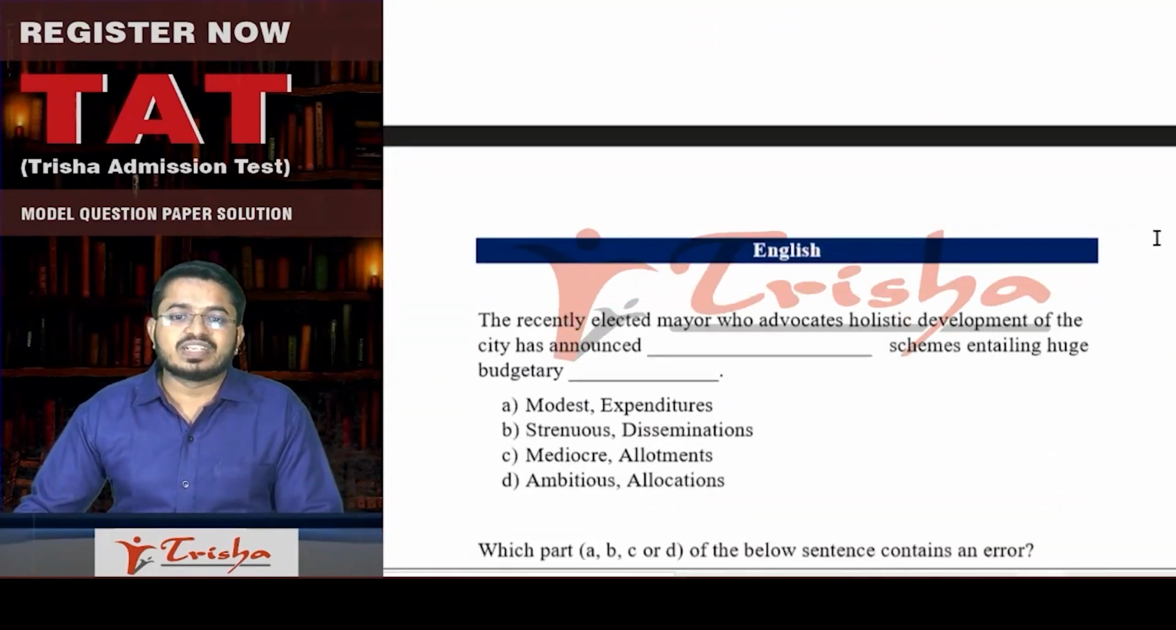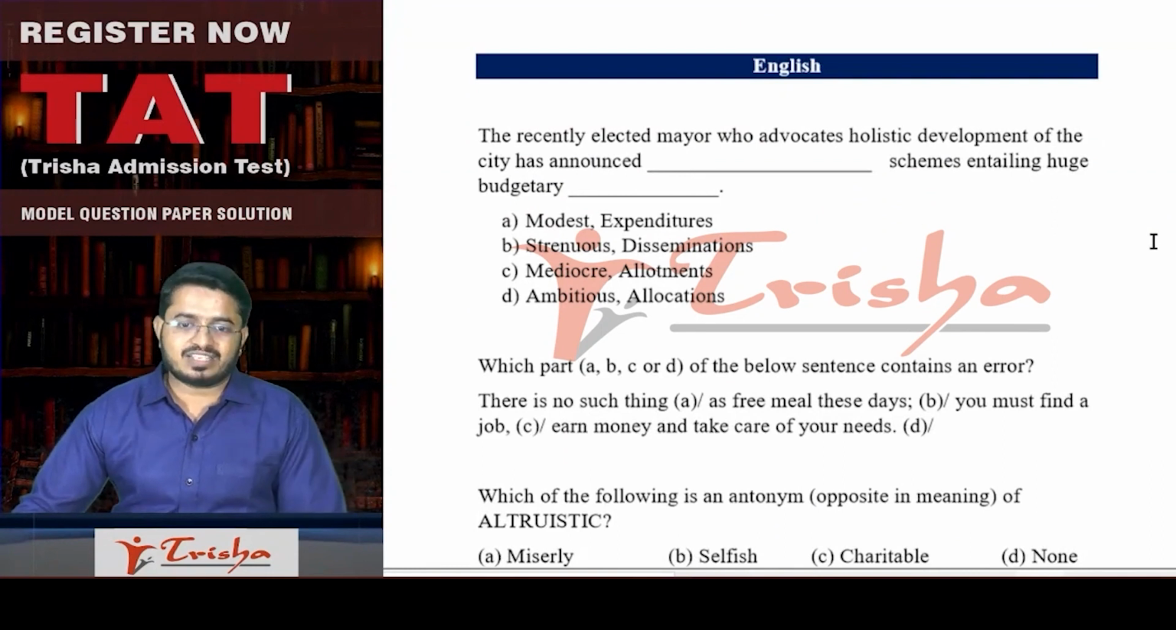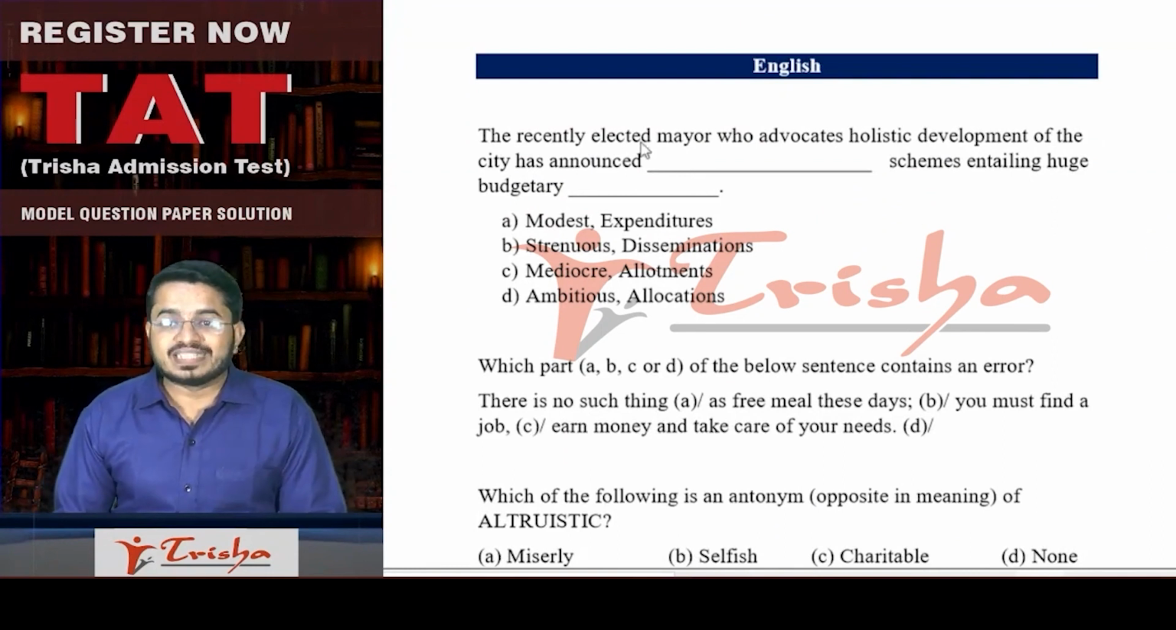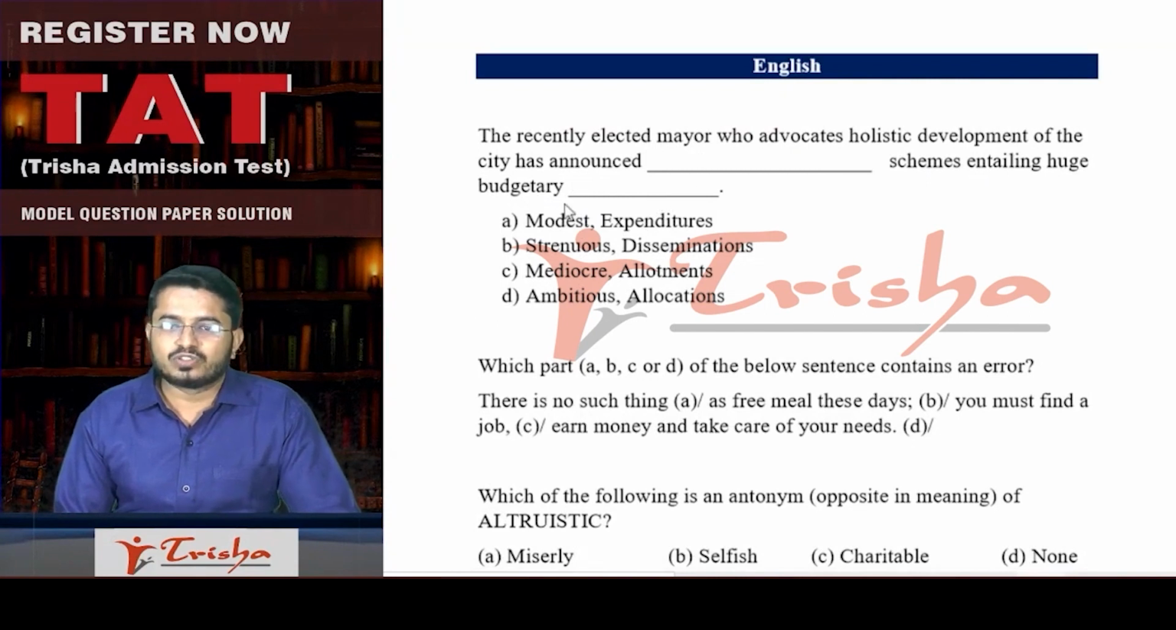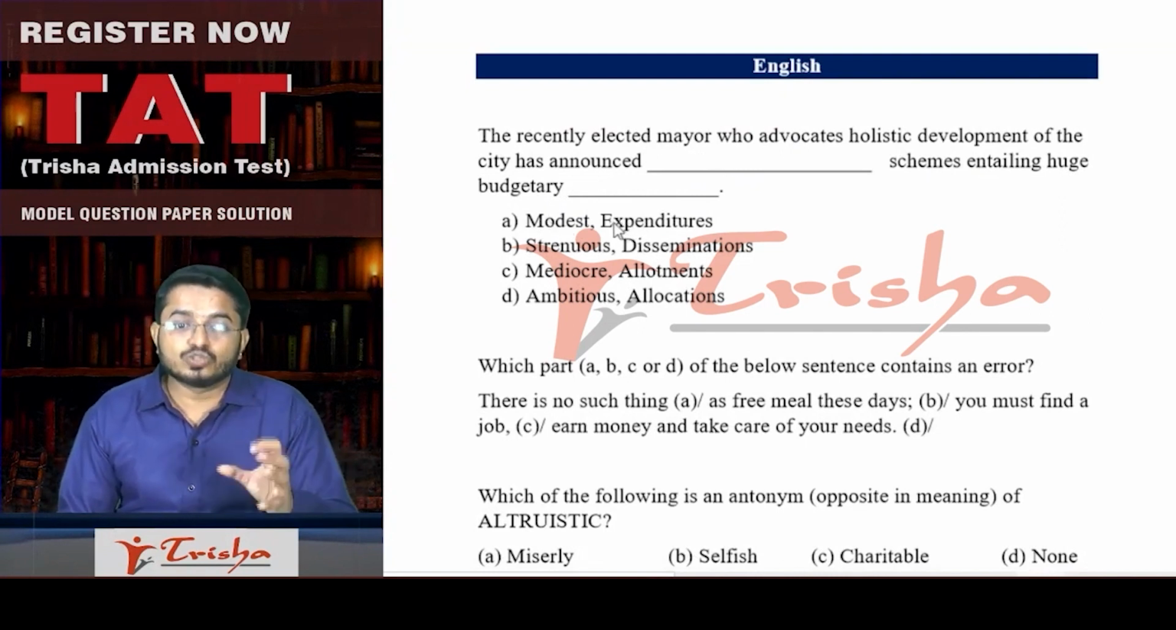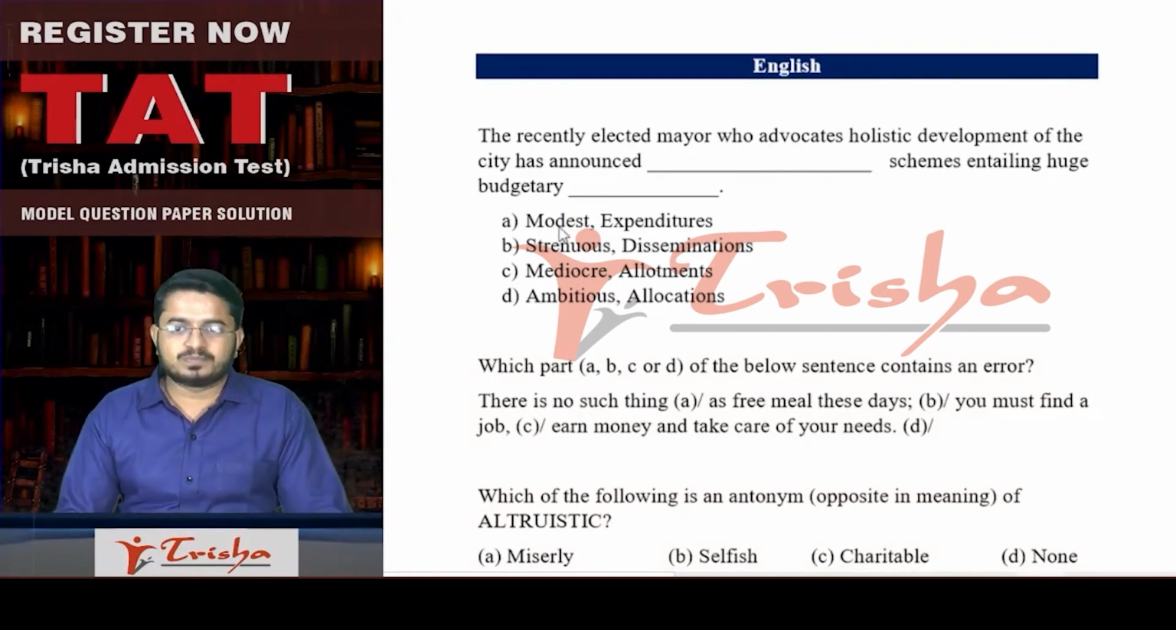Now, let us go to the next section, the English section, the last section in this video. The recently elected mayor who advocated holistic development of the city has announced dash schemes entailing huge budgetary dash. Now you have to replace the empty spaces with these words and find out which suits the sentence the most. See here, along with an understanding of English, you have to give some reasons. Your reasoning should be right here.